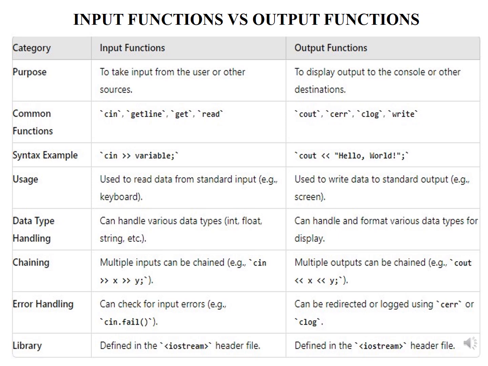Syntax example of input is cin >> variable. For output it is cout << variable, and for a string we will apply it like "hello world". Usage: input is used to read data from standard input, for example the keyboard. Output writes data to standard output, that is the screen. For data type handling, input can handle various data types like integer, float, string, etc. Output can also handle various data types formatted for display.